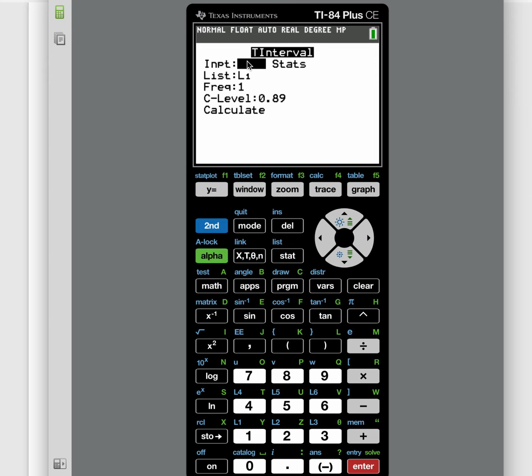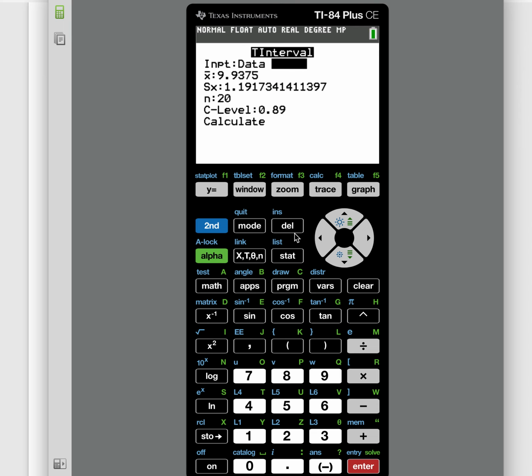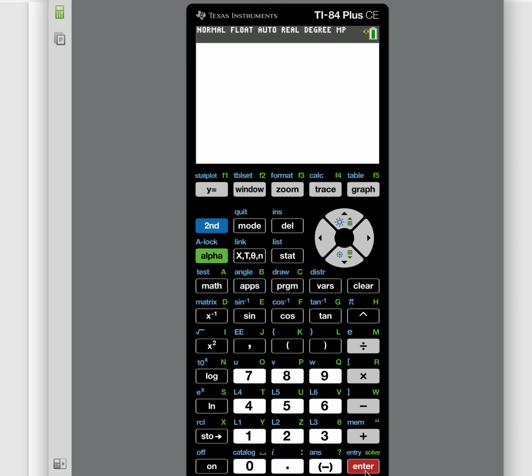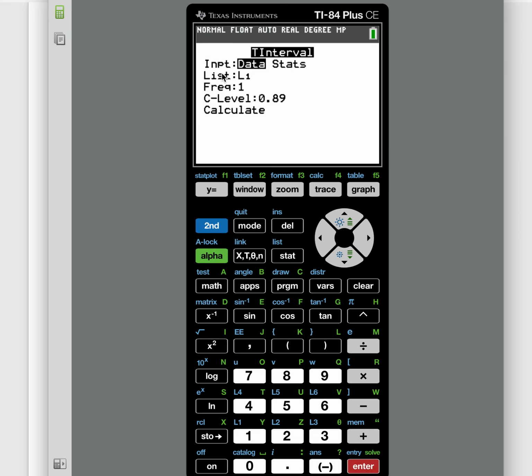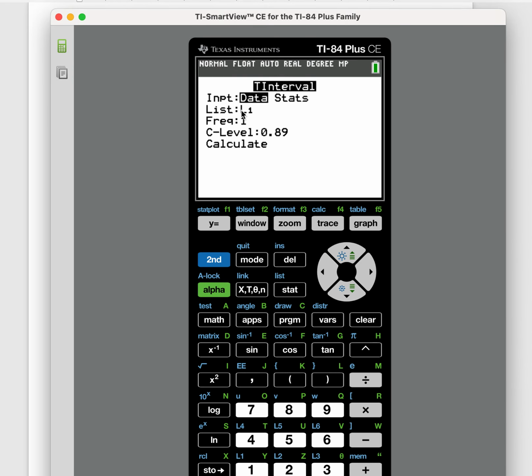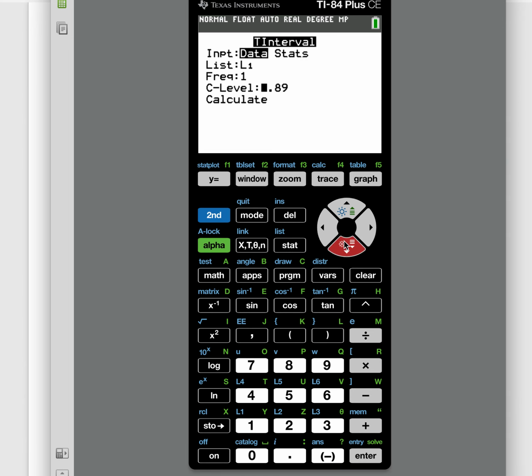And I'm going to use data. See at the top, normally we would use stats and we would put in all of our information. But this time we're going to use data and we're going to tell the calculator that we're putting it in list one. That's where we put our data. Leave frequency alone. And our confidence level is 89%, so put that in as a decimal, 0.89, and then choose calculate, and we're going to get all of our information from the list of data that we entered in.